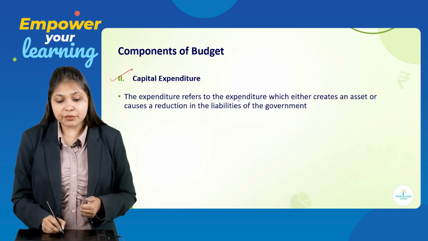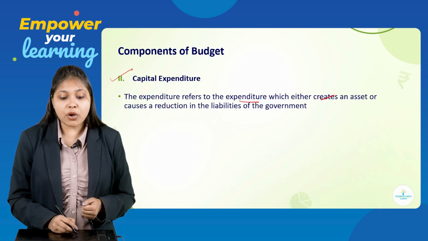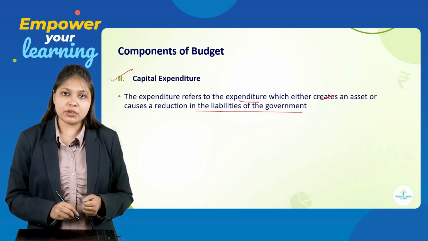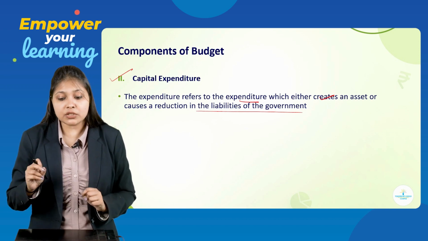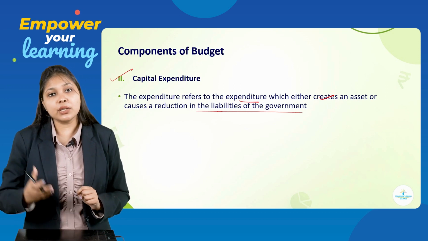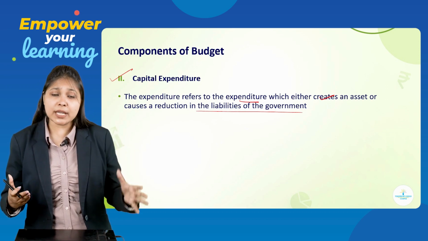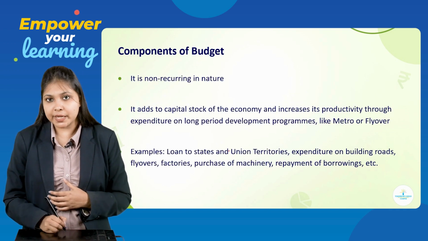Next is capital expenditure. Capital expenditure refers to expenditure which creates an asset or causes a reduction in liabilities of the government. So the expenditure will be called capital expenditure if it creates an asset for the government or reduces the liability of the government. It is just the opposite of revenue expenditure.